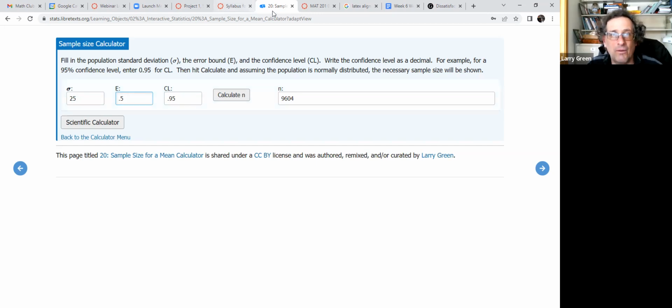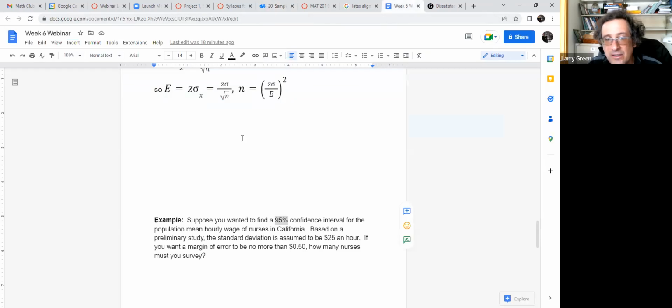Okay, if you wanted your margin of error instead to be, let's say, $2, you only have to survey 601 nurses. It's still a lot of work, but not as bad. Do you see how big a difference that is?